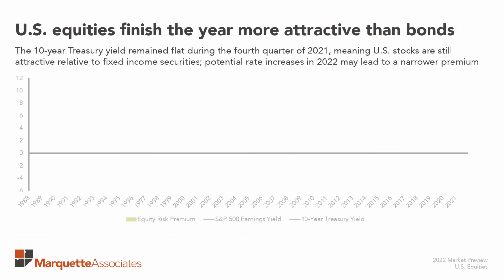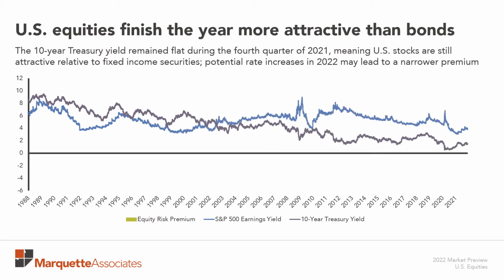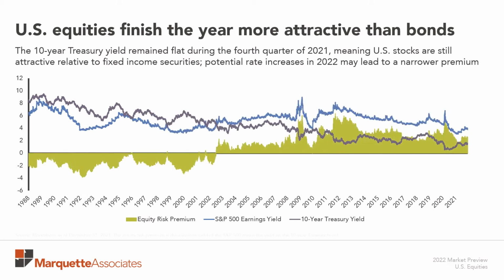While U.S. equities are expensive relative to history, they do remain attractive relative to fixed income securities due to the positive equity risk premium. This is the difference between the earnings yield on the S&P 500 and the 10-year Treasury yield exhibited in this chart. Domestic markets have now gone nearly 2 decades with a positive premium thanks to pervasive and historically low interest rates. That being said, future increases in rates may lead to a narrower premium in the coming year and may dim the prospects of equities vis-a-vis bonds.